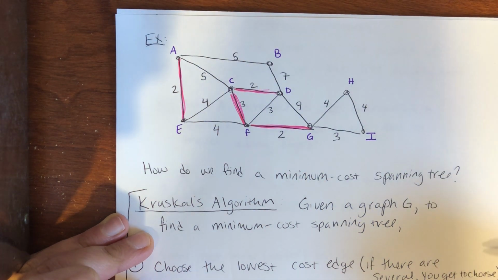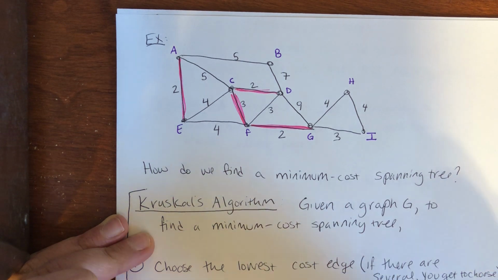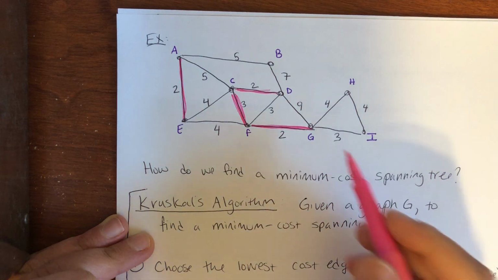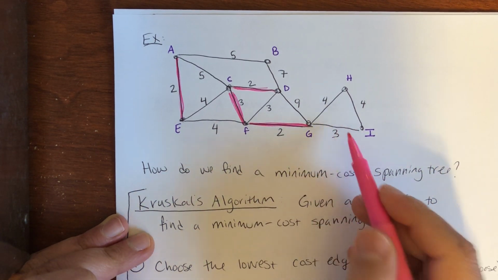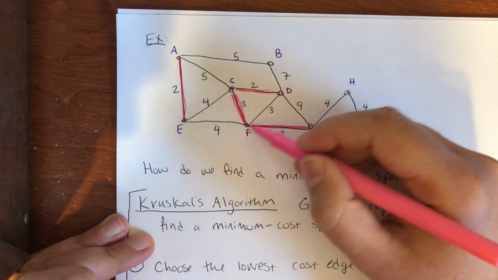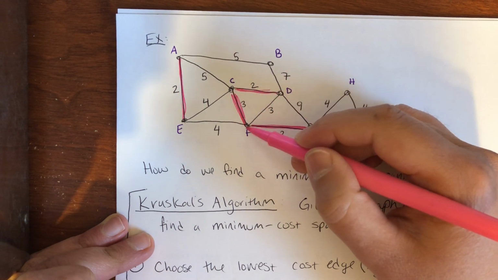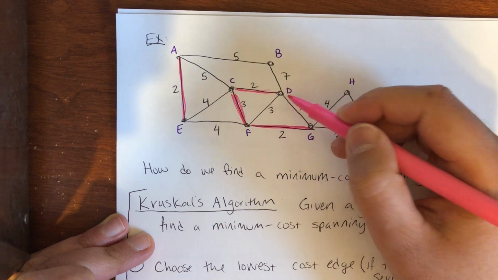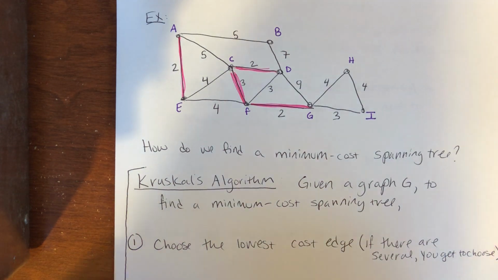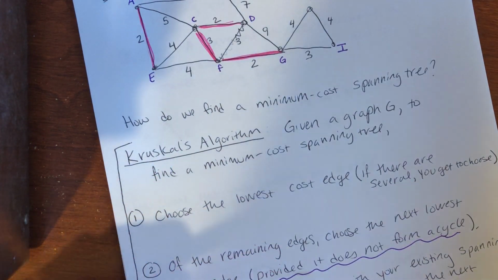Now, the next thing I would do is choose the next cheapest edge, which would be one of the other 3s. But here, we can choose this 3 here, but we cannot choose this one. If we were to choose this edge from D to F, it would form a cycle right here. From F to D to C back to F would be a cycle. So I'm just going to cross this out because I know that I cannot add this to my spanning tree anymore.